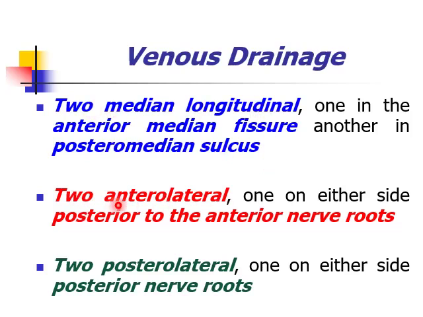We've got 2 other anterolateral ones. They are present in relation to the anterior nerve roots of the spinal nerve, just posterior to it. And another 2 posterolateral venous drainage channels, one on each side of the posterior nerve root. So I'm putting venous channels along the anteromedian fissure, the posteromedian sulcus, and I'm putting other venous channels along the anterior nerve root and the posterior nerve root, just posterior to each of them. So in total, we're having 6 longitudinal veins.